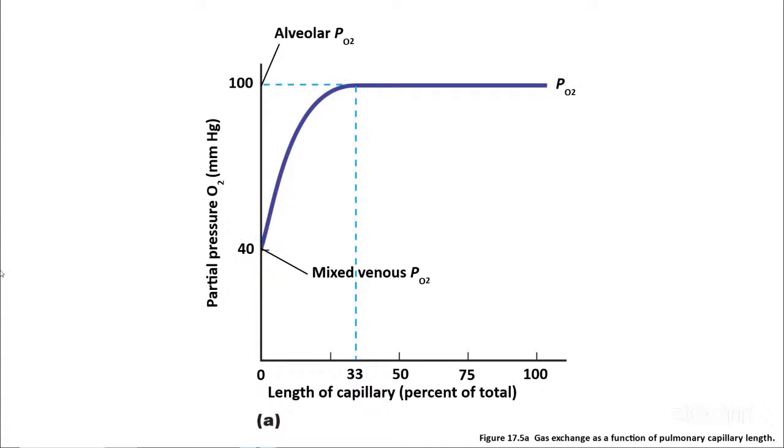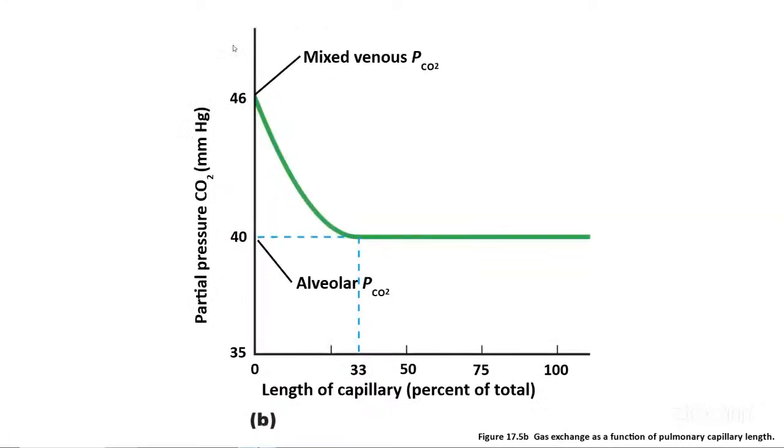The same sort of thing is happening with carbon dioxide, but it's in the reverse, right? So our mixed venous carbon dioxide, what we're talking about is all the blood coming back to the right side of the heart through the superior vena cava, the inferior vena cava, and that right atrium, it gets mixed together. So this is why we're saying mixed venous blood. So as we come from the right side of the heart through those pulmonary arteries, we've got a partial pressure of carbon dioxide of 46. So that's our high level for carbon dioxide.